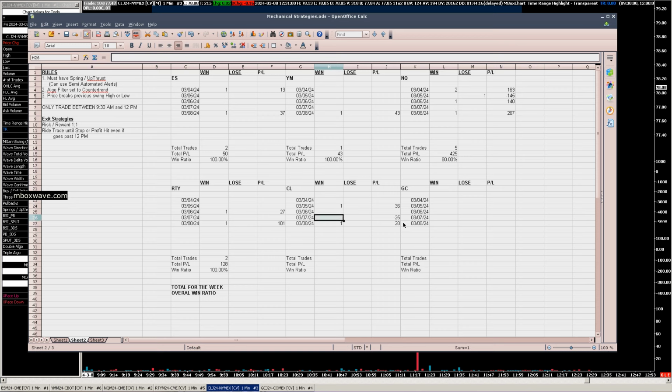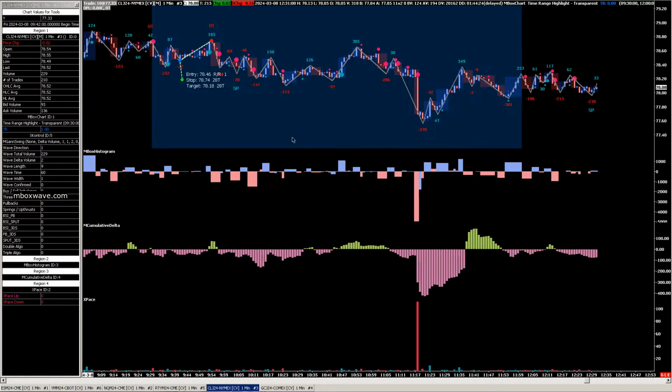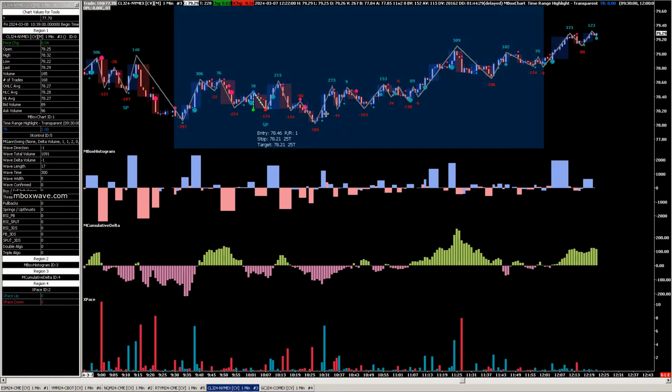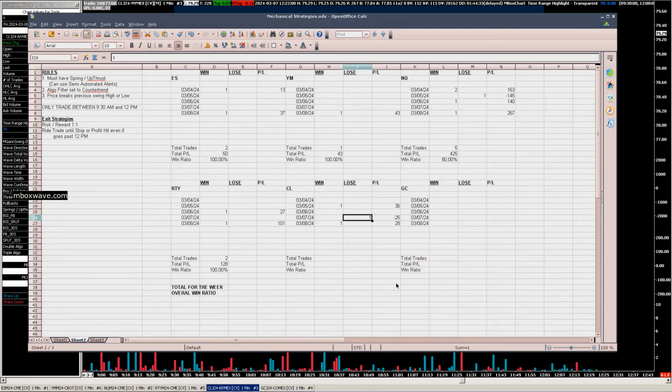I'm sorry, this was not a win. Why did I put win there? That was a loss, for that minus 25, that was that previous day. I guess I slipped that, but let's just take a look at that. Yes, this was a 25 tick loss on March the 7th. I accidentally put win, but okay, so we've got total trades of 3.